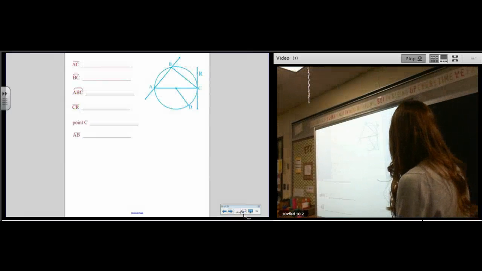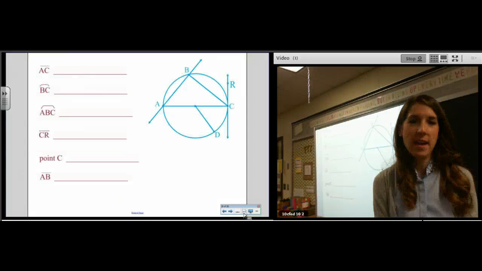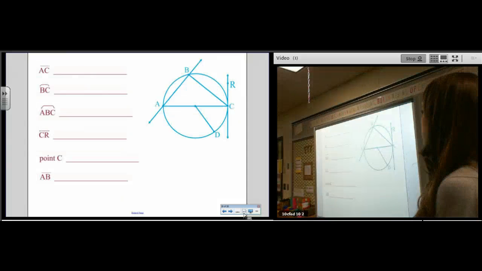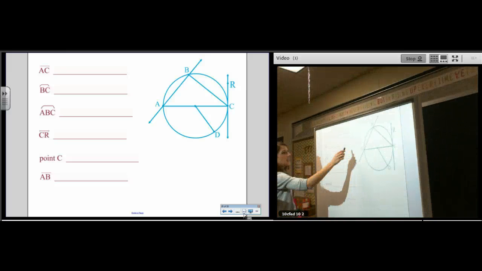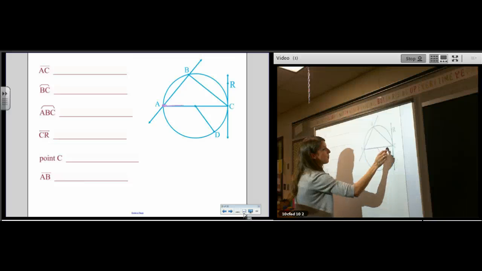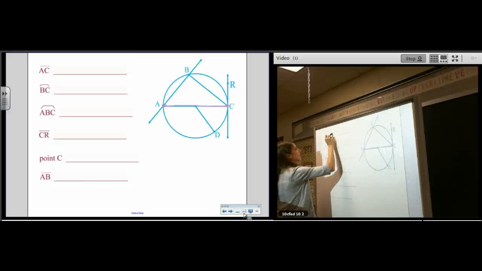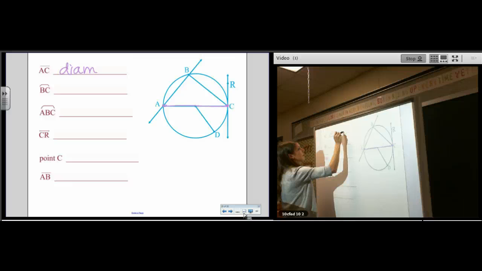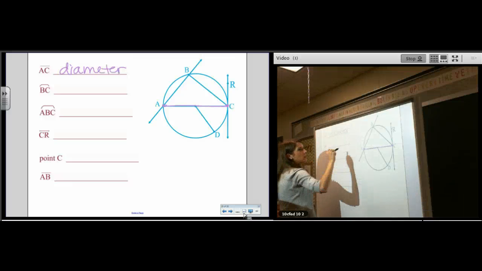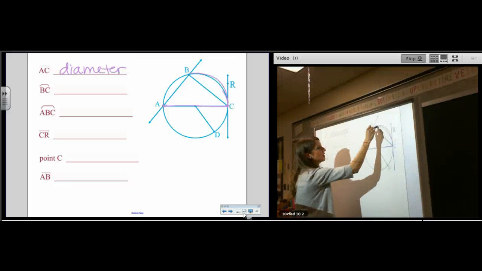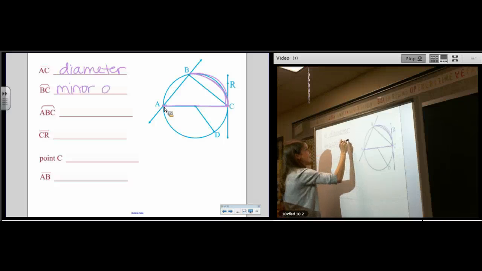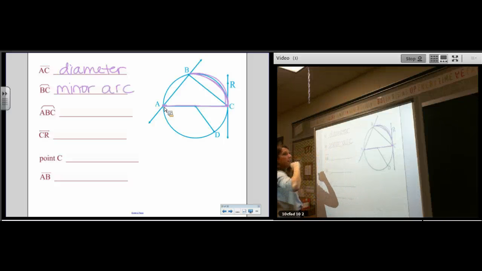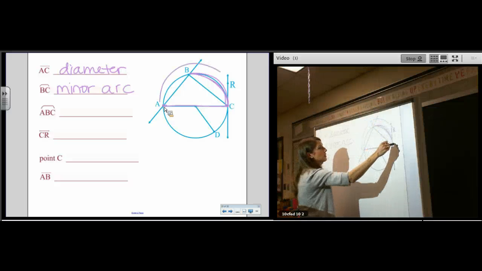All right, so this was going to be the warm-up, but we have a lot to do today, so we didn't really do this together. But let's do it right now. AC. What is AC called? Give me a vocab word. Diameter. What's BC called? A minor arc, because it's less than halfway around. What's ABC called? I know I'm answering too quickly.